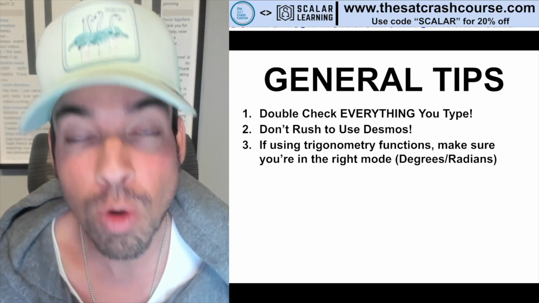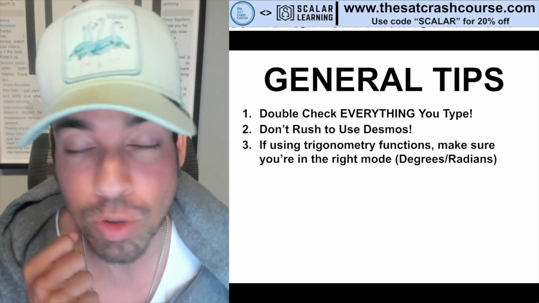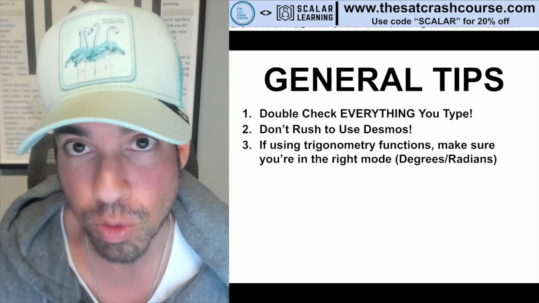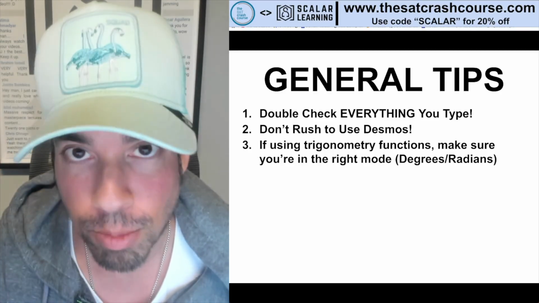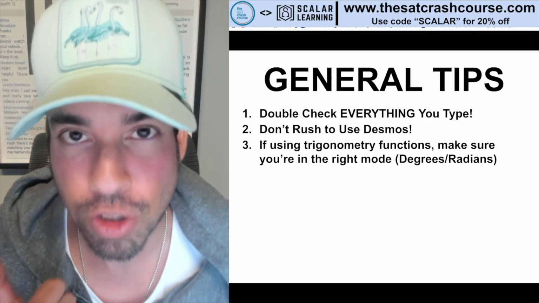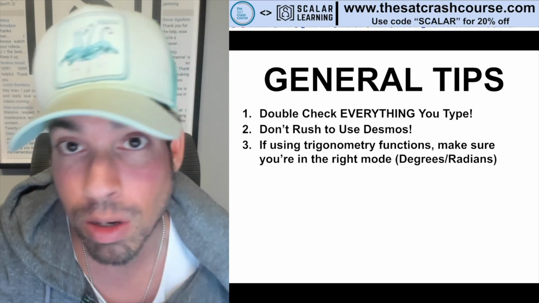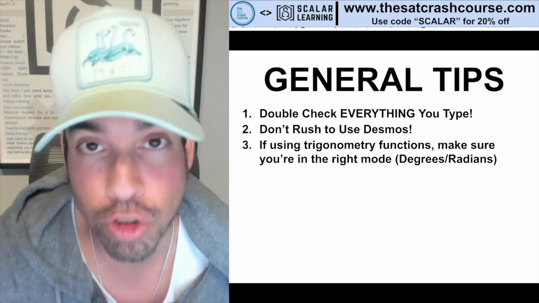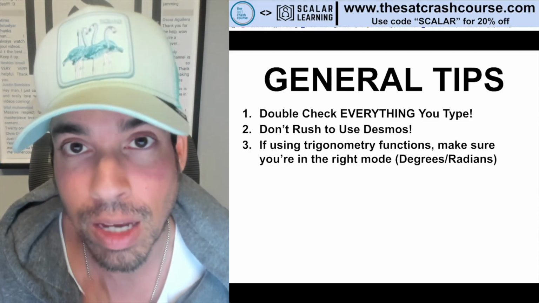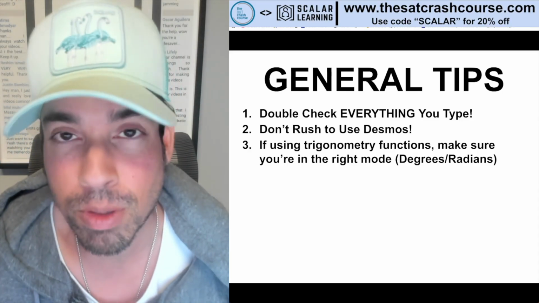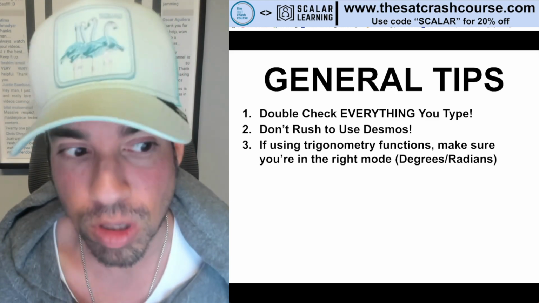Number 2, don't rush to use Desmos. Sometimes there's a really great way to do it algebraically or write it out, especially with geometry problems, sometimes even with discriminant related problems where you're trying to figure out is there no solution, 1 solution, or 2 solutions. Just plugging straight up into a discriminant inequality can often be more efficient than using Desmos along with the slider.